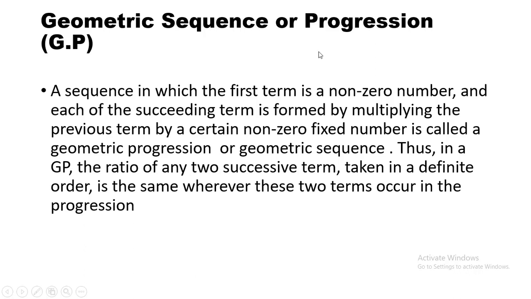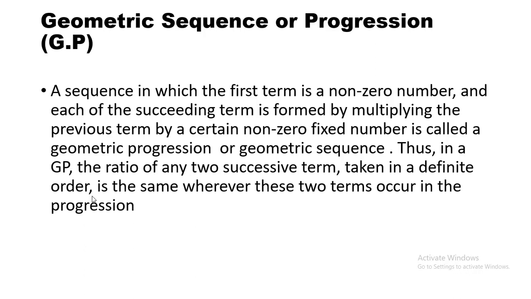Now, the first thing we need to know here is that in a geometric sequence specifically, the first term always has to be a non-zero number. The sequence cannot start from 0. And it says that the ratio of any two successive terms is taken in a definite order. That means that in order for a sequence to be a geometric sequence, we will be checking if the ratio of two successive terms is equal throughout the sequence. So here, the ratio is important.